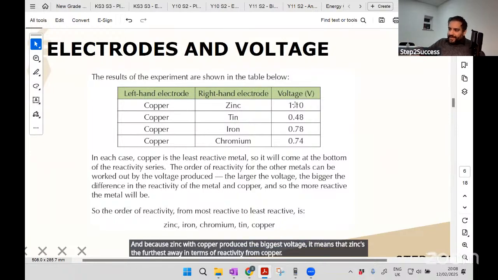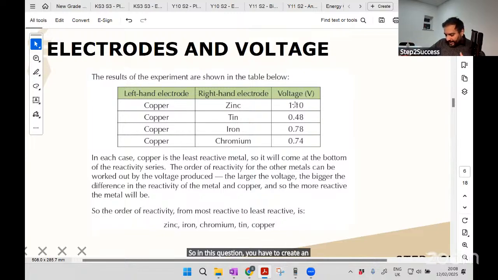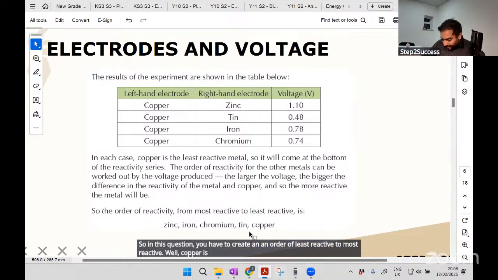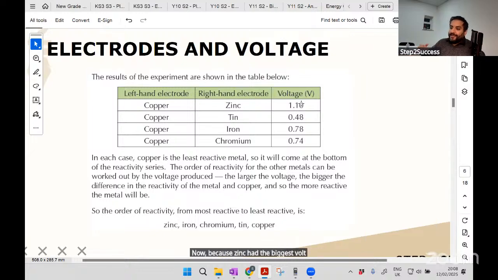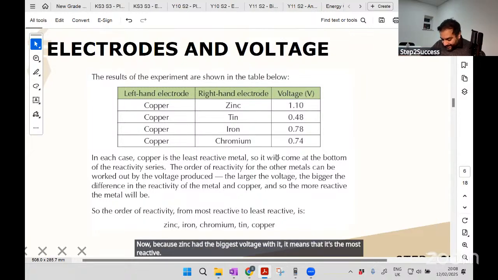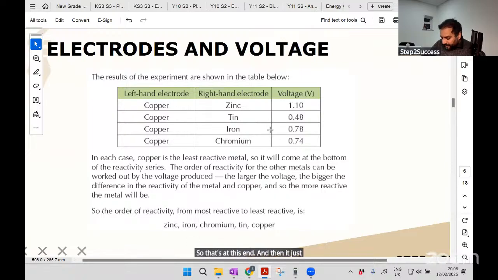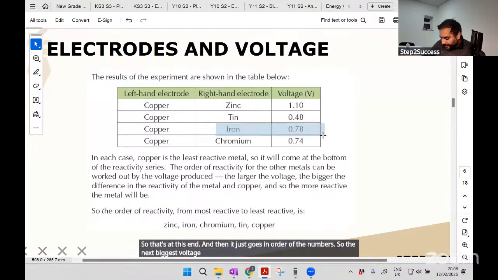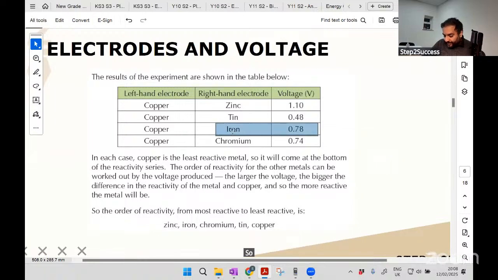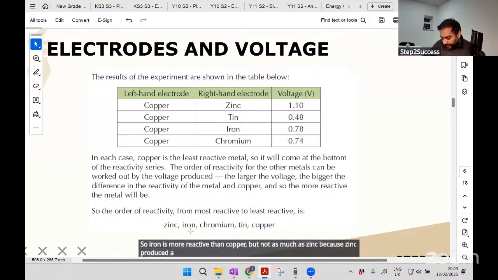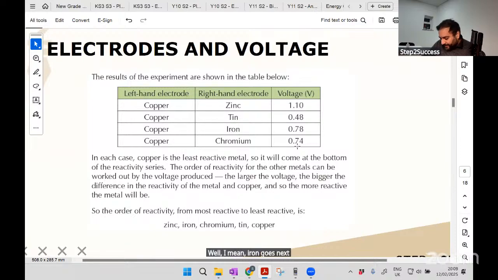So in this question, you have to create an order of least reactive to most reactive. Well, copper's definitely the least reactive, so it goes last. Now, because zinc had the biggest voltage with it, it means that it's the most reactive. So that's at this end. And then it just goes in order of the numbers. So the next biggest voltage was from iron. So iron is more reactive than copper, but not as much as zinc because zinc produced a bigger voltage. So iron goes next. And then the next one down will be chromium, and that's the third one. And then the next one is tin, because that's the next one.